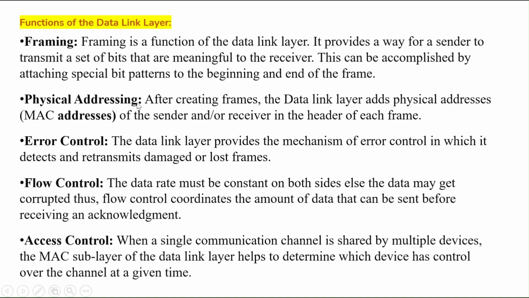Here framing and physical addressing are also important. Framing is one of the functions of the data link layer, and it provides a way for a sender to transmit a set of bits that are meaningful to the receiver. This can be accomplished by attaching special bit patterns to the beginning and the end of the frame. Coming to physical addressing, after creating frames, the data link layer adds physical addresses, MAC addresses.